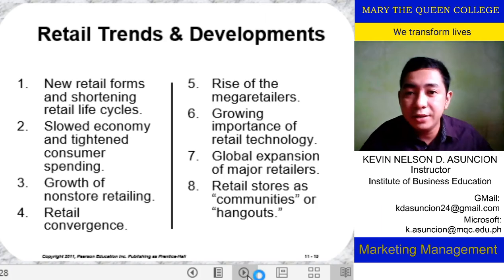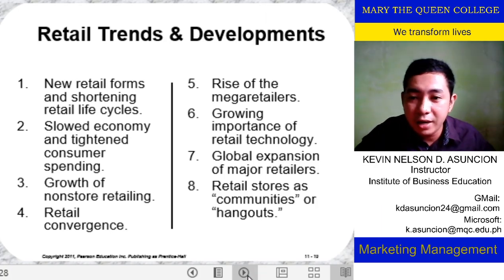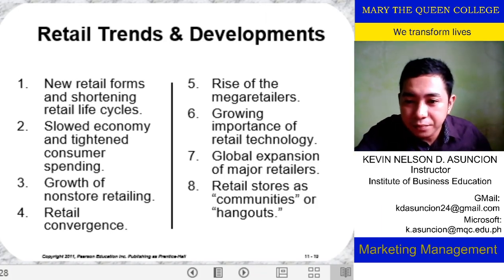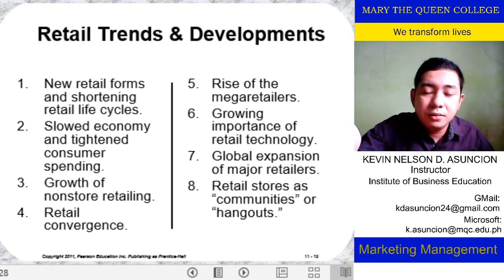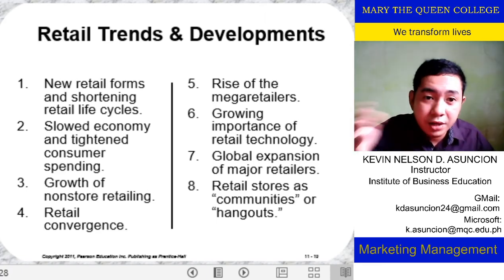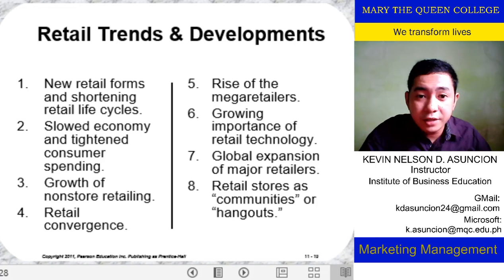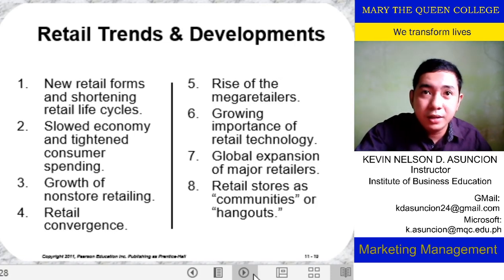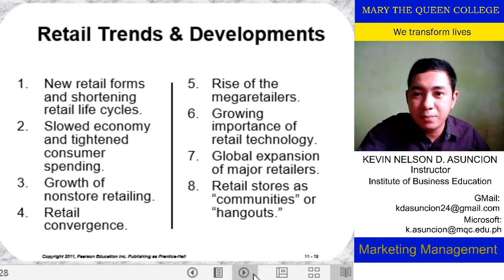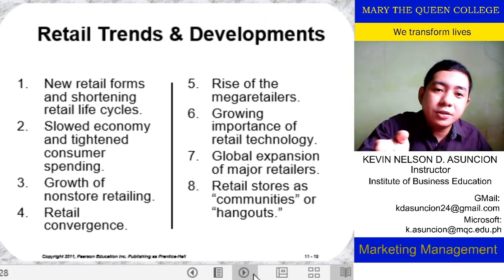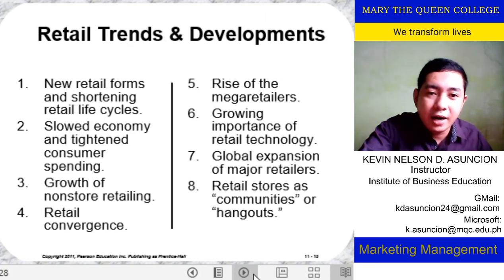Some others rely on online approach, no? Doon na lang sila nag-order. Retail convergence, lumakas nga ang pag-retail ngayon. Mega retailers are also there. You can see many supermarkets and superstores are there. Growing importance of retail technology as part of the digital experience. Global expansion of major retailers and retail stores as communities of hangouts, no?